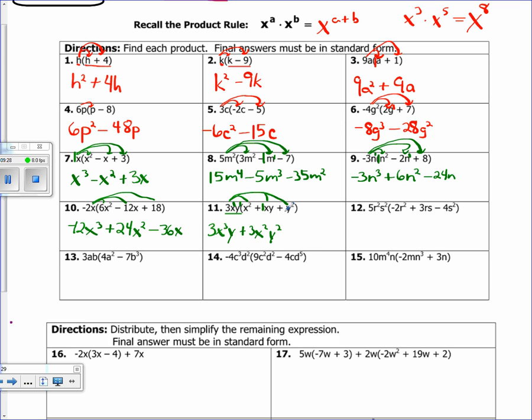Alright, and this last one, 3 times 1 is 3. X times no x here is just going to be x. And then y to the first times y to the second. That all adds up to y to the third. There you go.